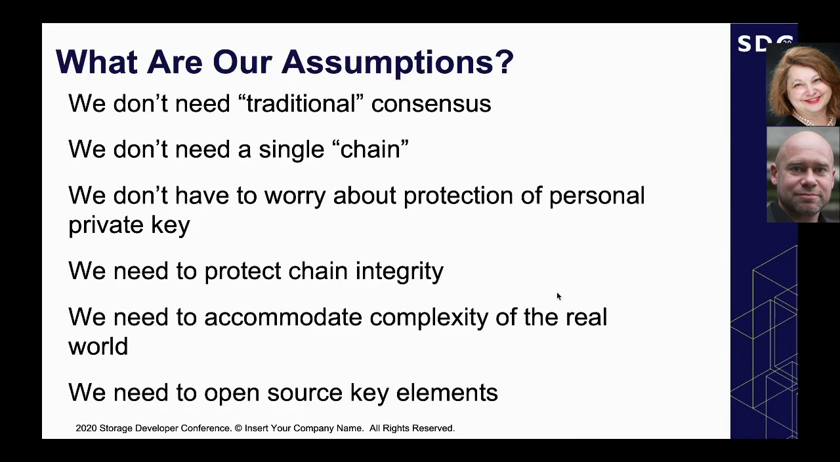So, to summarize, our assumptions here: we don't need a traditional consensus in any version of the blockchain on a zero level. We also don't need a concept of a single chain. We also don't have to worry about protection of personal private keys too much. But we do need to protect chain integrity. We do need to accommodate the complexity of the real world. And we do need to open source some key elements of our solution.